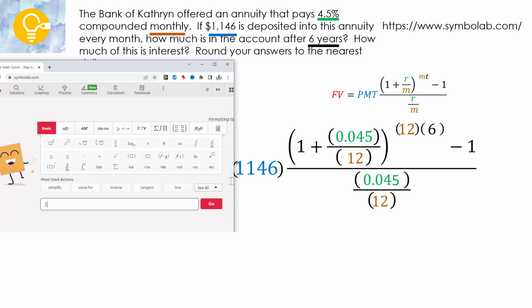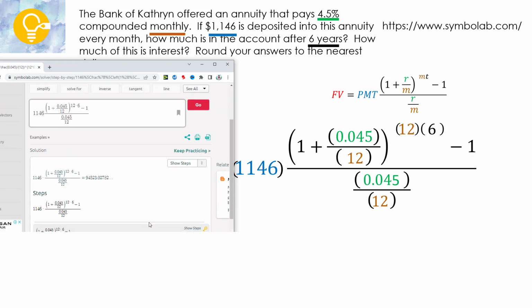We're going to put in 1,146, then a fraction. In the numerator, we're going to have a parentheses first, 1 plus, and a fraction, 0.045 over 12. Over arrow on your keyboard. The exponent is 12 times 6 over arrow minus 1. Let's go to the denominator. We have a fraction, 0.045 over 12. So let's go. All right, write this number down because this is going to help us find the answer.